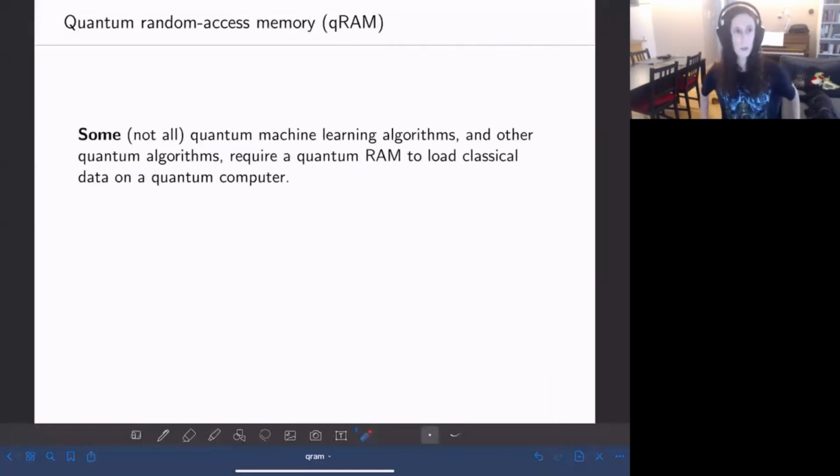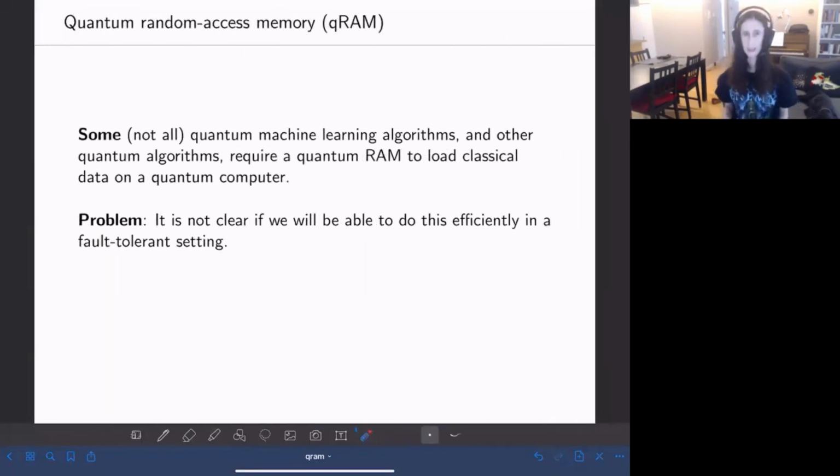And so this is where the contention occurs. Some, and I want to stress that it's some and not all, quantum machine learning algorithms or other quantum algorithms require a qRAM in order to load classical data onto a quantum computer to run the algorithm. Now, the problem with that is that it's actually not really clear if we're going to be able to do that efficiently. And I want to stress too, that's in a fault tolerant setting.